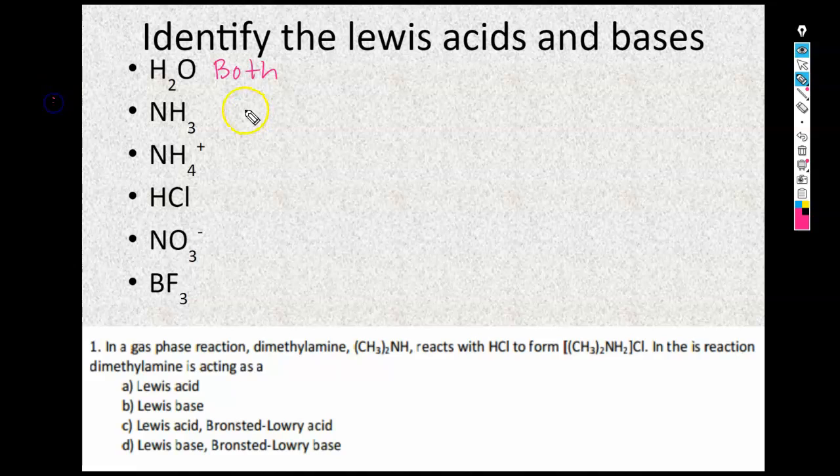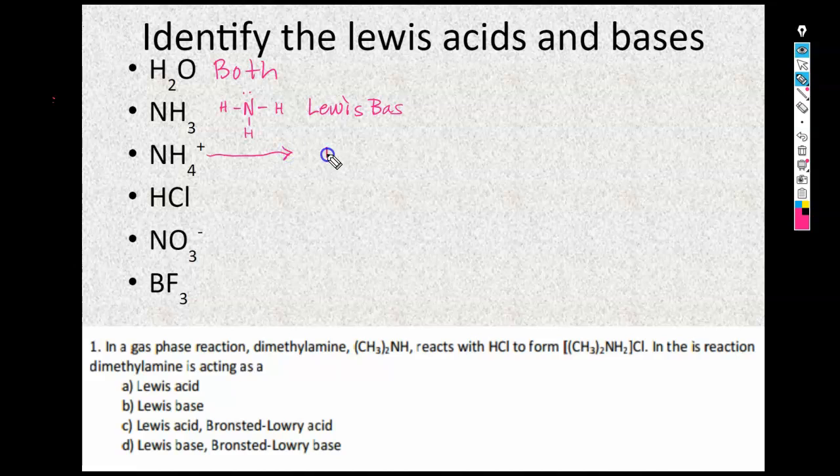So drawing them out, I've got some NH3 with a lone pair. The presence of the lone pair means it can donate to a hydrogen. So this is a Lewis base. Okay. How about NH4?